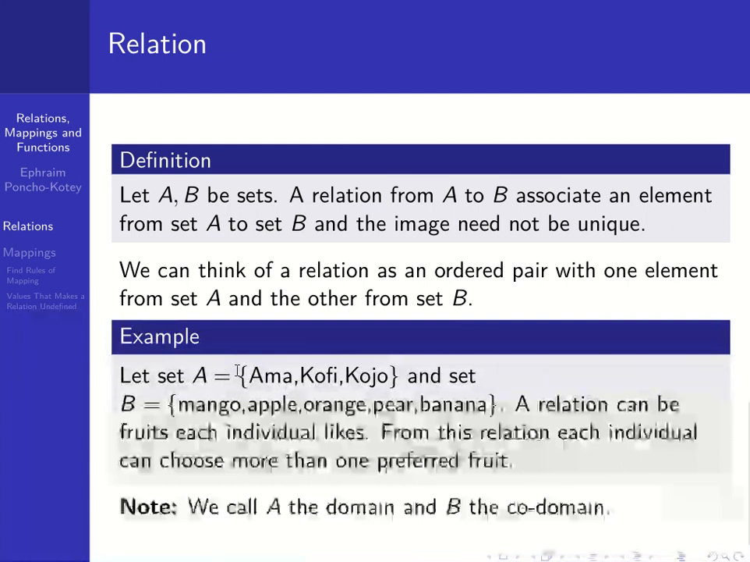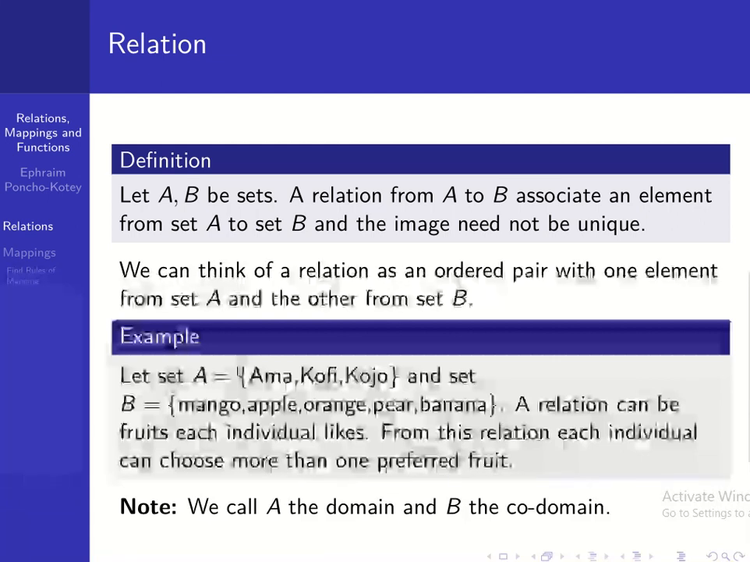So you can say that Amma likes mango. So you can say Amma, mango. Amma likes apple. Amma, apple. So you can see that we can have so many pairs. And remember, the fact that Amma likes mango doesn't mean that Kofi doesn't like mango. So the image need not be unique. For relations, the image need not be unique. And Amma can like mango and Amma can like apple at the same time.